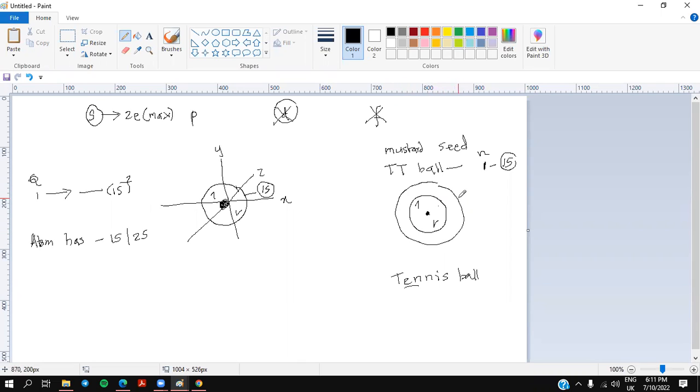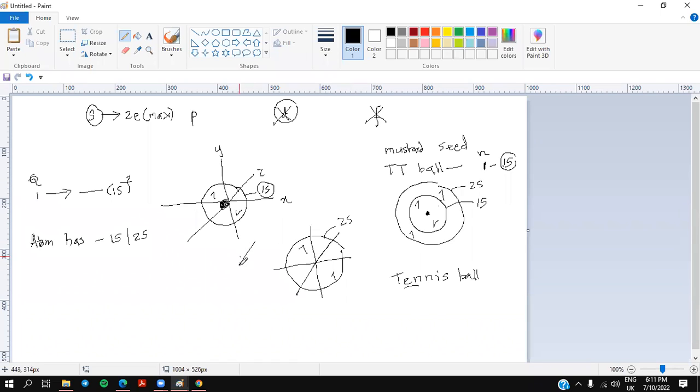The TT ball is the 1s orbital. The tennis ball is a 2s orbital. 2s orbitals also can have 2 electrons. So 1 electron here, 1 electron here. If I draw the 2s orbital, I have to draw a bigger circle. This is 2s. This 2s has 2 electrons.